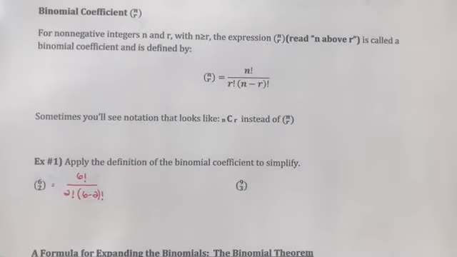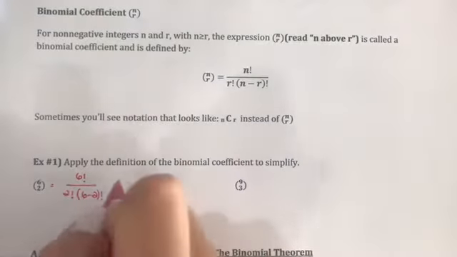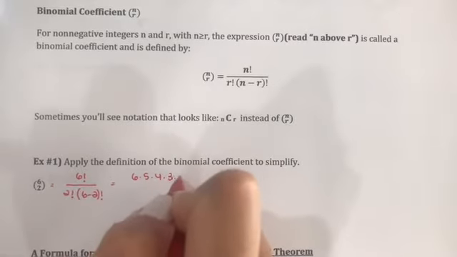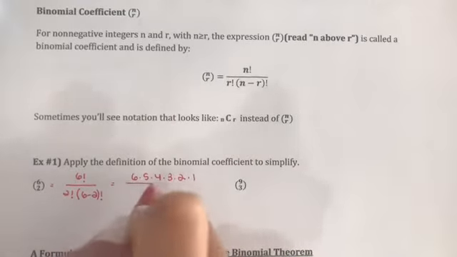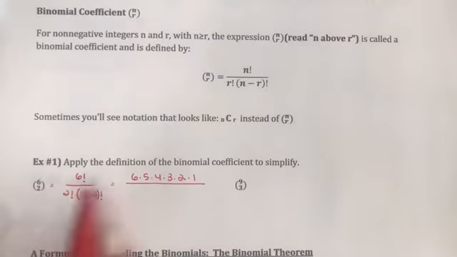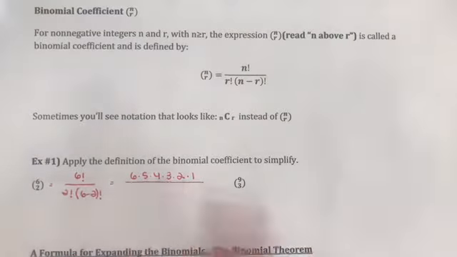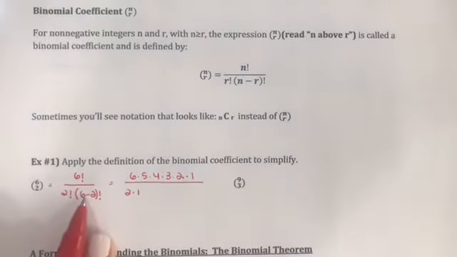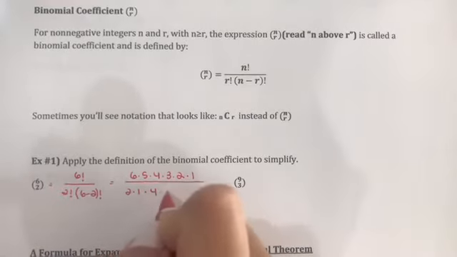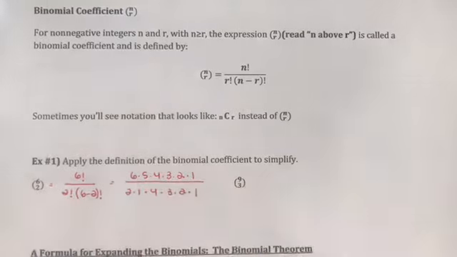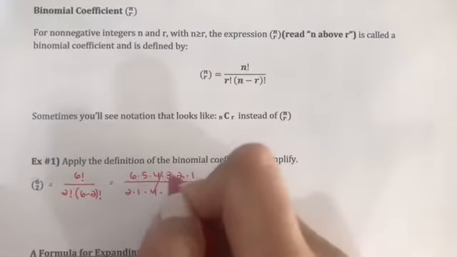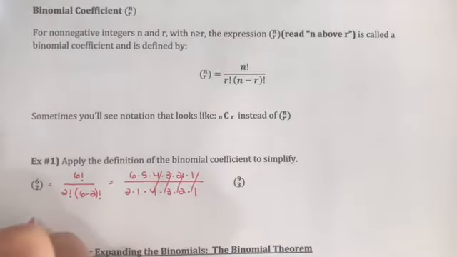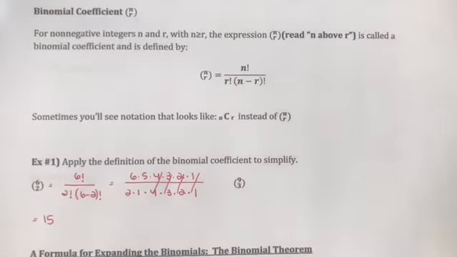Now remember that the factorials mean we have 6 times 5 times 4 times 3 times 2 times 1. It's always the product of that number and every integer below it up until 1. 2 factorial is 2 times 1. This is 4 factorial, so it's 4, 3, 2, 1. So we can cancel out some common factors. I'm left with 30 divided by 2, which is 15.